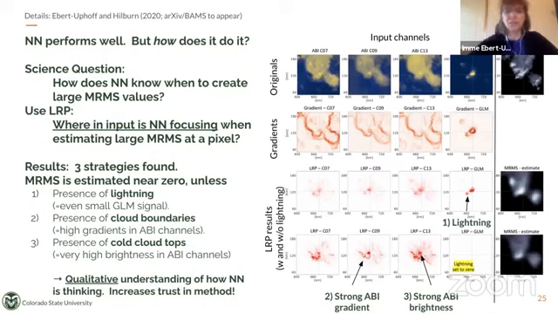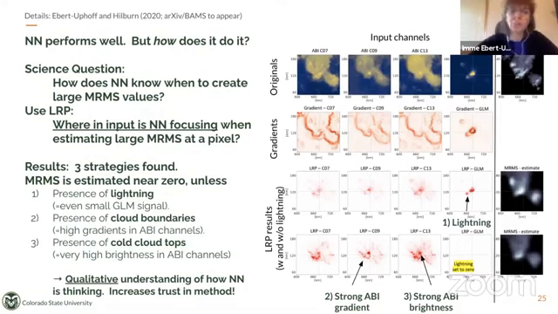We used LRP, and I won't go into the details. I have the paper here on top. If you just Google Ebert-Uphoff and Hilburn 2020 arXiv, you will find our paper, which is also about to appear in BAMS. But the key point is that we used LRP to find three different strategies by just looking where the neural network was looking. We found that the MIMS is estimated near 0 unless one of the following three things is happening: either there's presence of lightning, or there's presence of cloud boundaries, or there's presence of cold cloud tops, which all makes meteorological sense. So now we have a qualitative understanding of how a neural network is thinking, and we can explain it to a meteorologist.